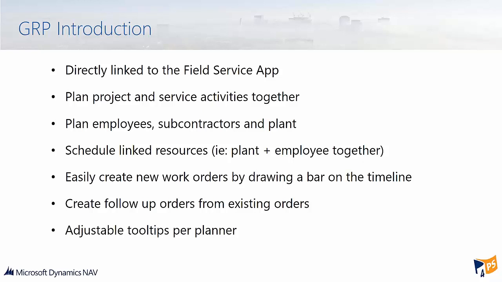Now, one thing that's quite big with planners are the tooltips that appear. So this tells you the kind of information on the planner that you want to make decisions about who needs to go to the job, what type of job it is, the description of the job, that type of thing. And within the GRP, we've now got adjustable tooltips. So you can configure the tooltip that appears when you hover over work orders on the planner, so you can see exactly the kind of information that is relevant to you. In the past, that was always fixed, and you had to live with it as it was, but now it's something you can configure.